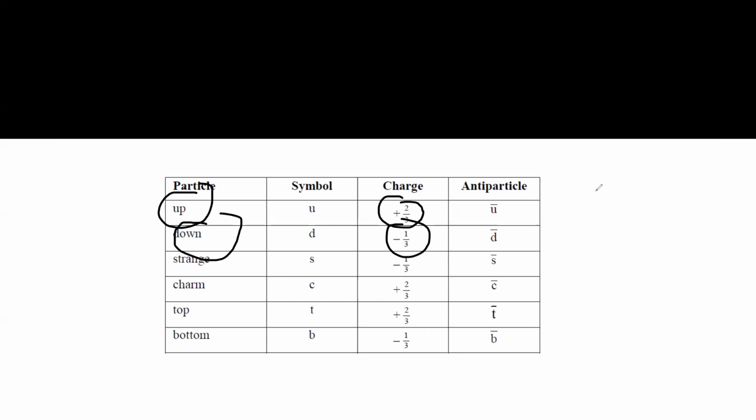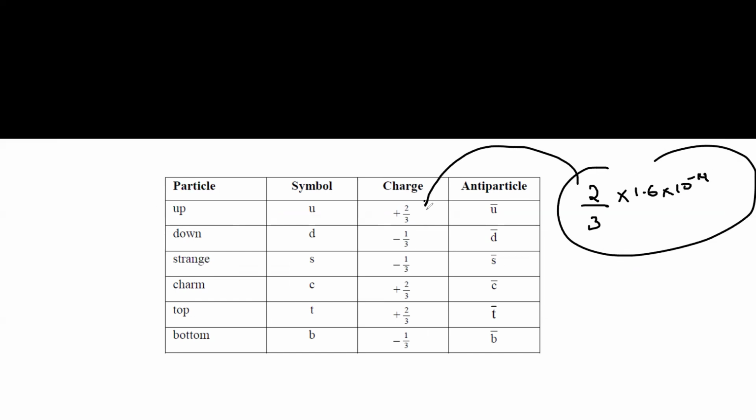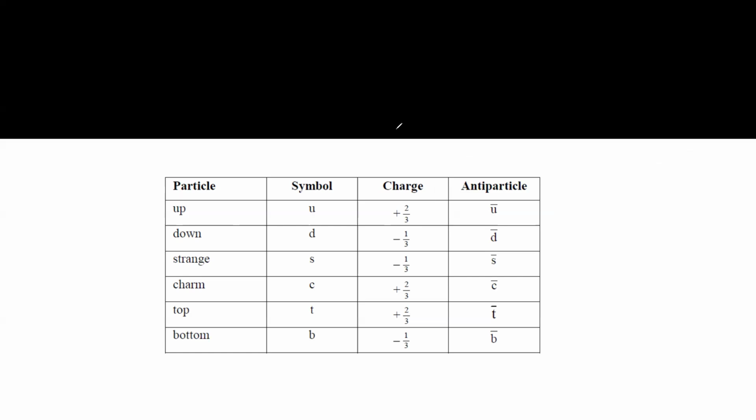This is a relative charge. So actual charge is 2 by 3 times 1.6 into 10 to the power minus 19. That is the actual charge, the actual number. But we consider 1.6 exponent minus 19 as a unit, a relative. So that's why we just write plus 2 by 3. But actual value is 2 by 3 times 1.6 exponent minus 19 Coulomb. So you have to know the charges as well for these particles.